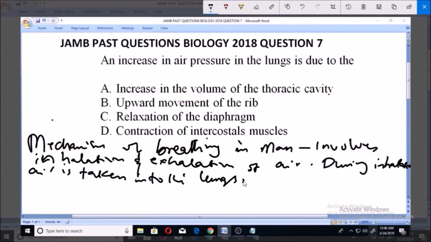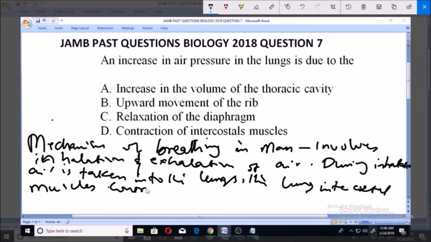Now when the air is taken in, the lungs' intercostal muscles contract. That's what happens. The lungs' intercostal muscles contract. You understand? So whenever there is inhalation, there is contraction of the lungs' intercostal muscle. This is option D. That's what happens when there is inhalation.